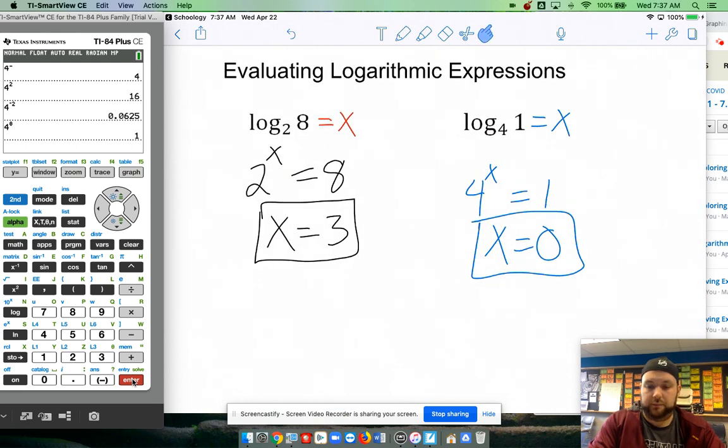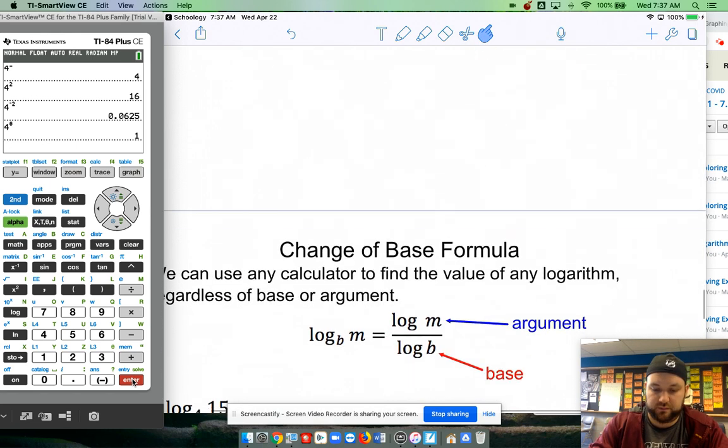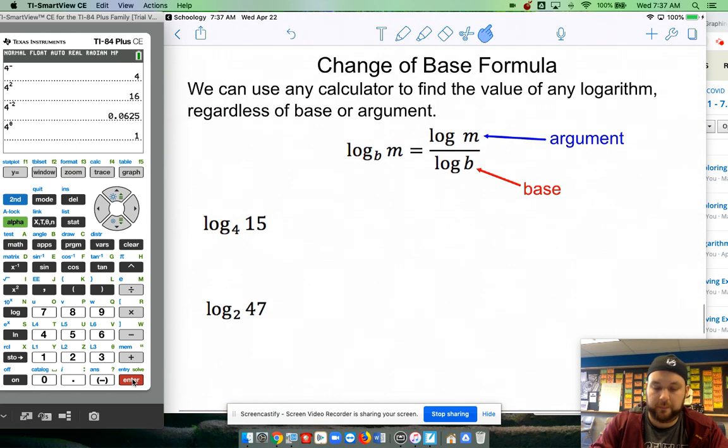So that's what it means to evaluate a logarithmic expression, is you are trying to figure out what power would make the statement true, or what exponent would make the statement true. Okay. This change of base formula is something you will use. You don't need to know necessarily where it comes from, or how it was derived.